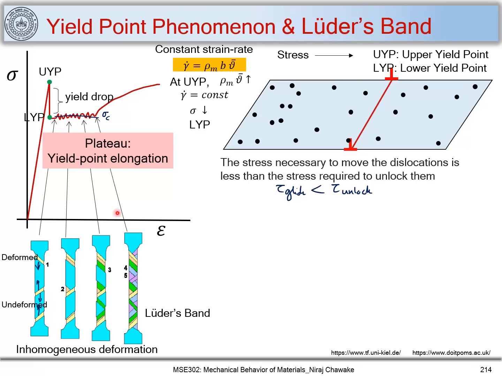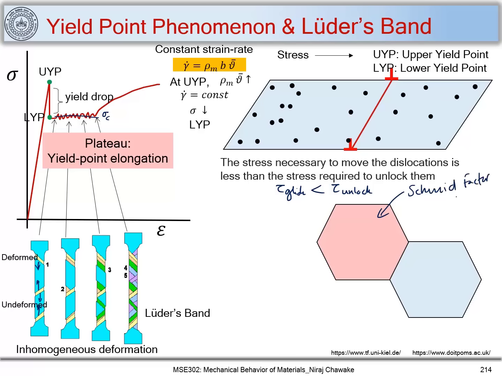We have this polycrystalline material, the steel which we are taking, that is mild steel, which is polycrystalline. So we have different grains which are oriented in different ways, and remember Schmid's law. Let's say this grain is oriented favorably with respect to the tensile axis. Let us mark here. Let's say the Schmid factor for this grain is higher as compared to this grain. So deformation will start in this grain.